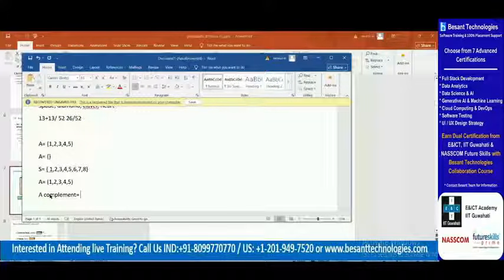So this is how it is represented. If I'm going to ask for the whole sample space, you should combine both of these elements and represent it.